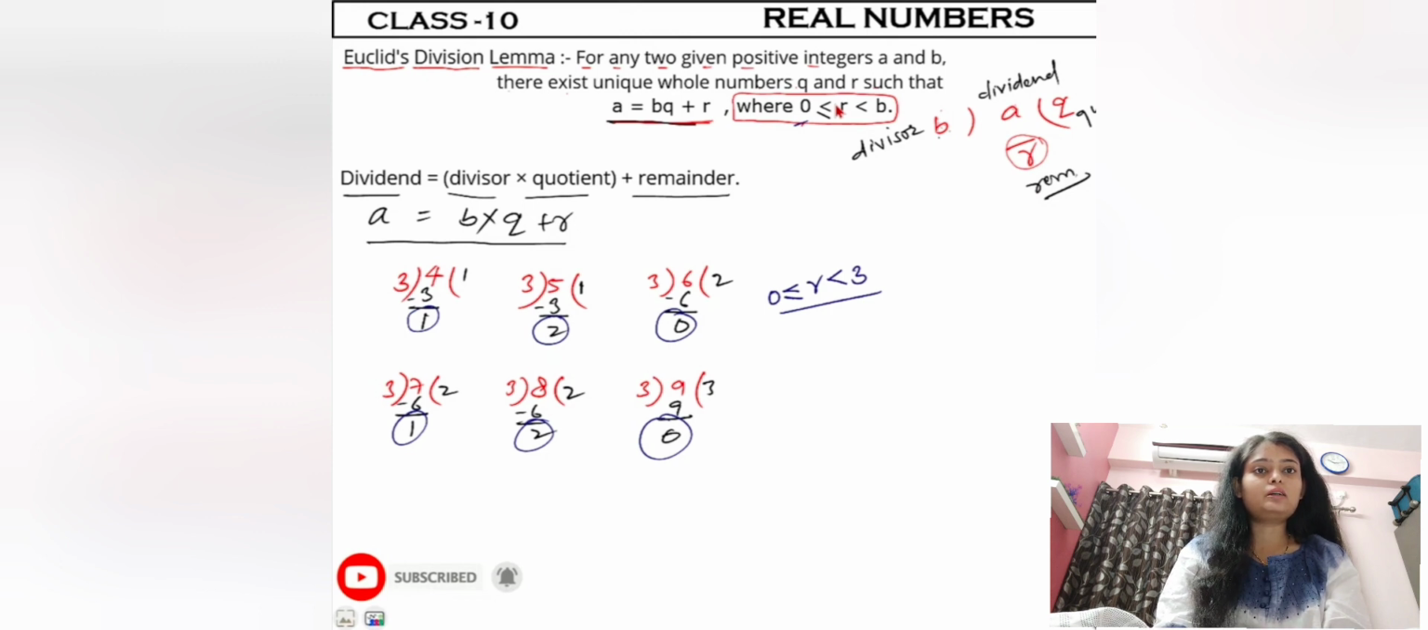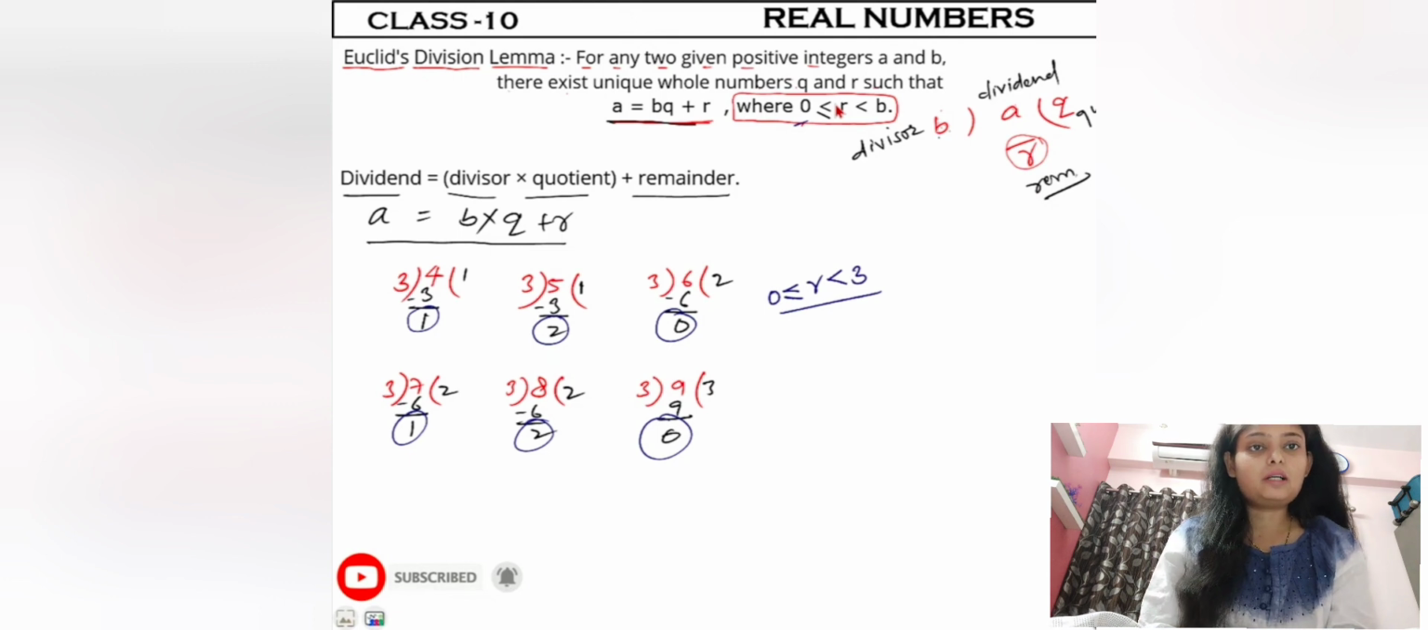So let us take 4, 5, 6, 7, 8, 9 and divide by the same number, that is 3. The divisor is the same throughout this example, 3. If we divide 4 by 3, the remainder comes as 1. If we divide 5 by 3, the remainder comes as 2. Further, 6 divided by 3, the remainder comes as 0. Similarly, 7, 8, 9 are divided and the remainder comes as 1, 2 and 0.